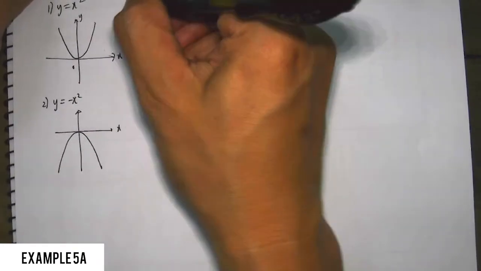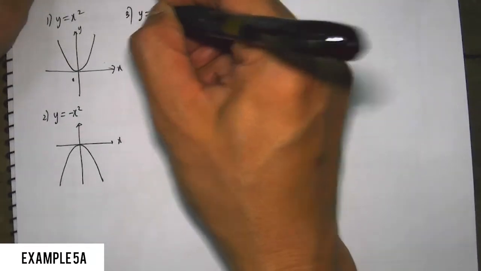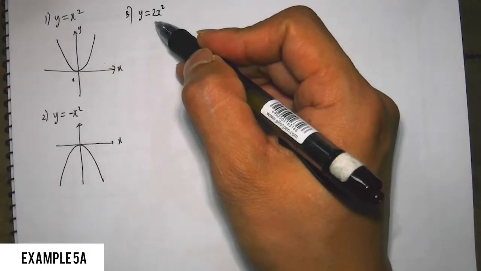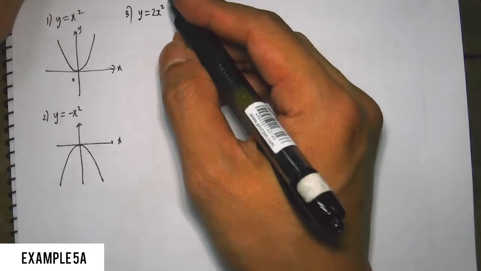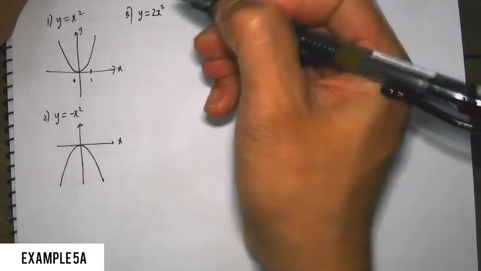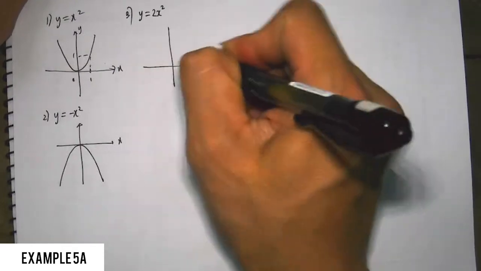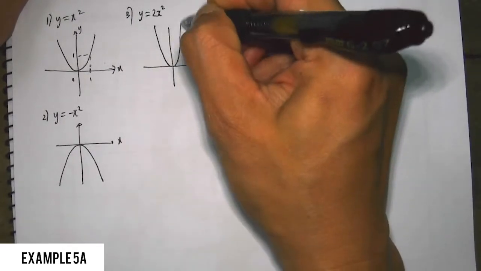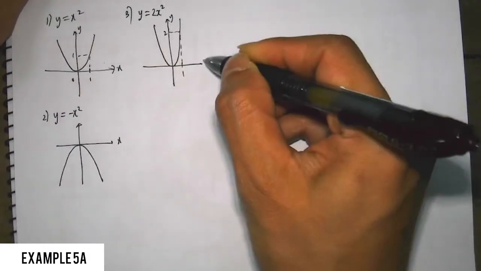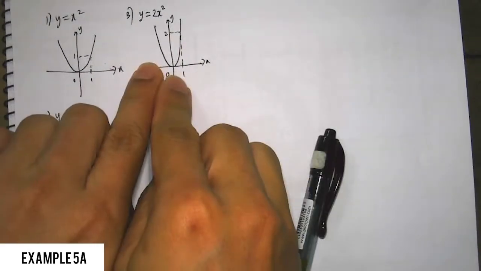Okay, number 3. Number 3 is not so important, but I just want you to know the extra knowledge. If you have a 2 in front of x squared, how does it affect your graph? It's not moving upward. For example, when x is 1, your y is also 1. But now, when x is 1, what's your y? Your y is 2. You don't actually move, you make the graph narrower. They are actually closer to the y-axis.